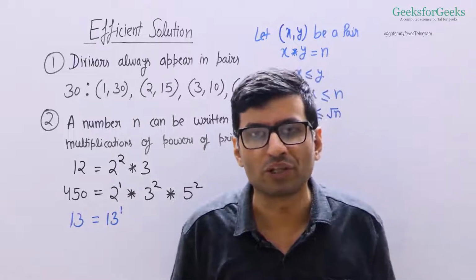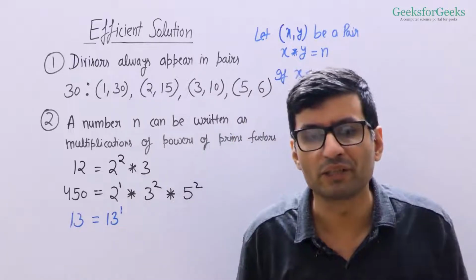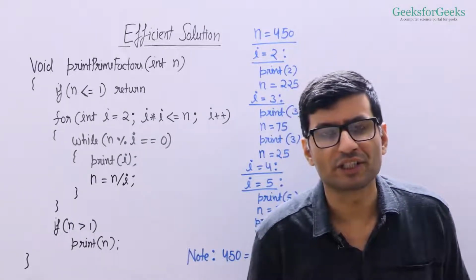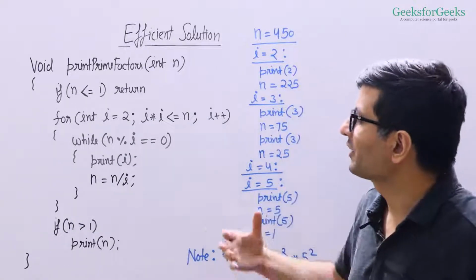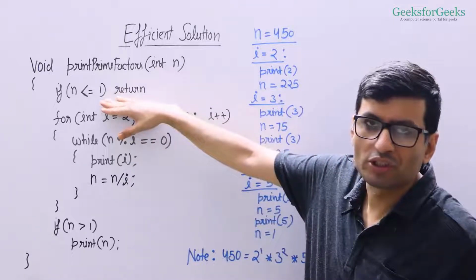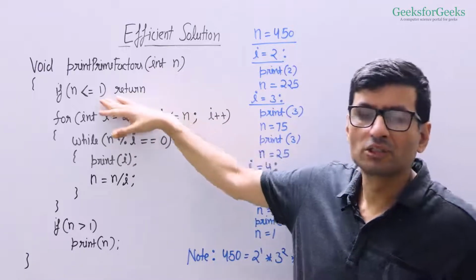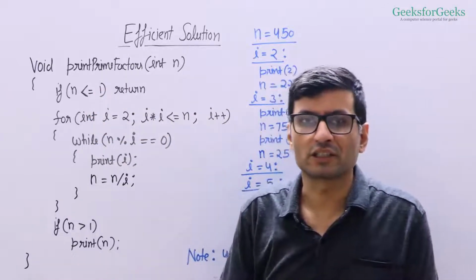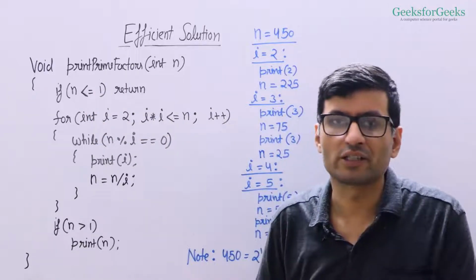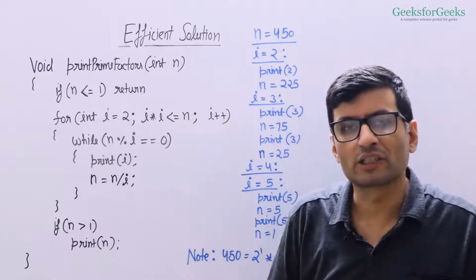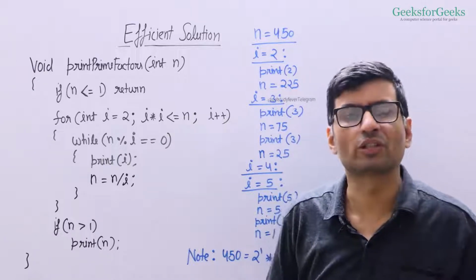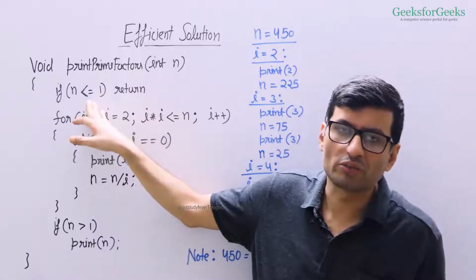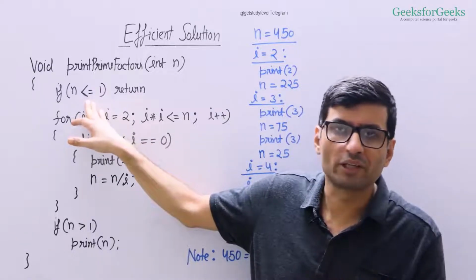Now please pause this video and try to write down the implementation of this efficient idea. Let us now see the implementation of the efficient idea. So what we have done here is, we first check if n is smaller than or equal to 1, then we return. Please note that there are no prime factors for 1, because for prime factors the conditions are that the number should divide it and it should be a prime number. So 1 itself is not a prime, and 1 is the only number that divides 1. So anything which is 1 or smaller than or equal to 1, we will simply ignore it.